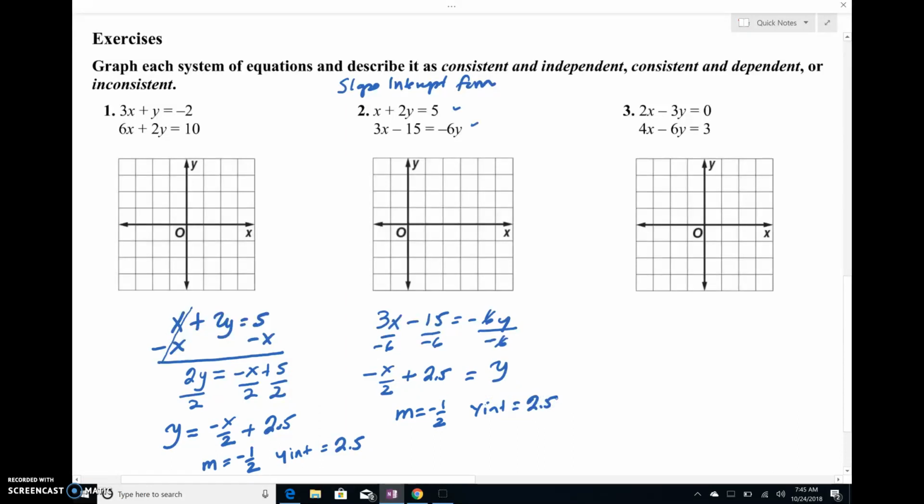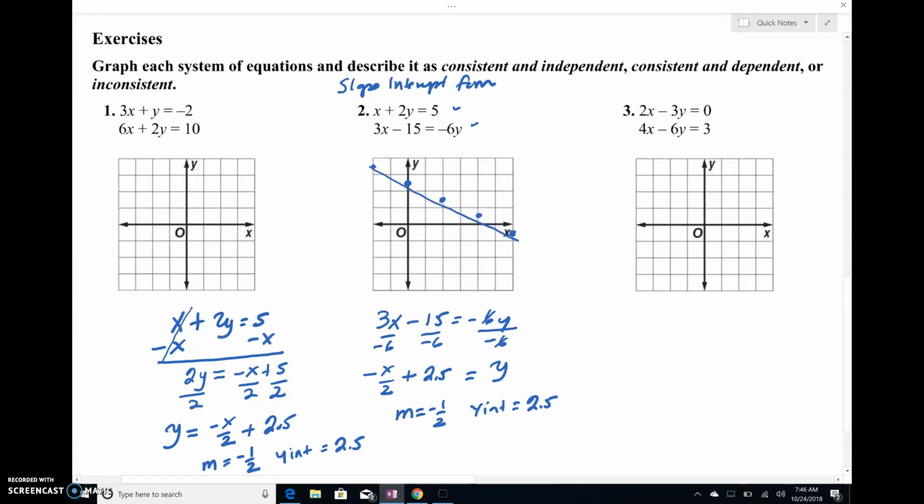So let's go ahead and graph that. For the first equation, the y-intercept was 2.5, so I'm going to go up 2.5. Then I'm going to apply the slope. I'm going to go down 1 since it's negative, and then go 2 to the right. I'm going to repeat that process. I can also go up 1 and over 2. Connect the points.